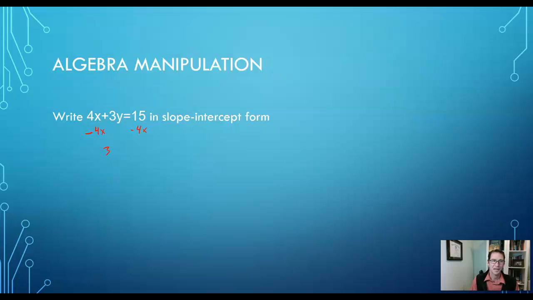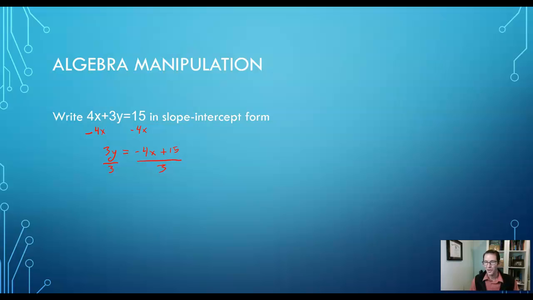So that gives me 3y is equal to negative 4x plus 15. And you ask, well, why did I put the negative 4x first? It's because it's a habit I'm in as a math person where the x's, or the slope portion of the equation, goes in front. And I'll divide the left side by 3, and I'll divide the right side by 3.